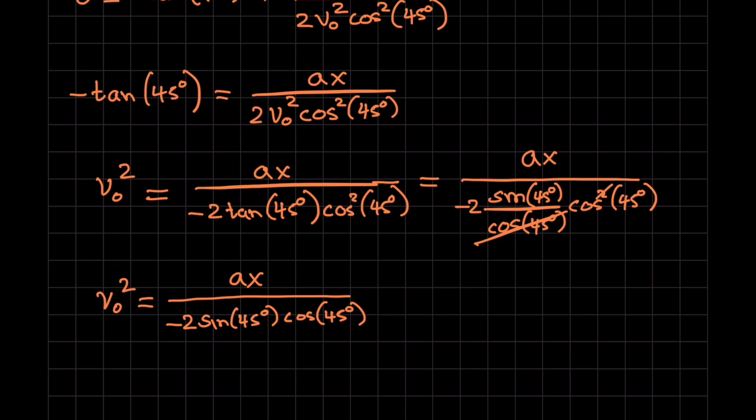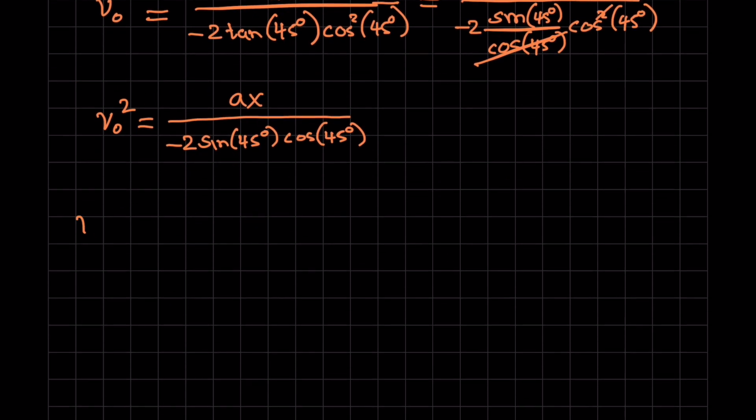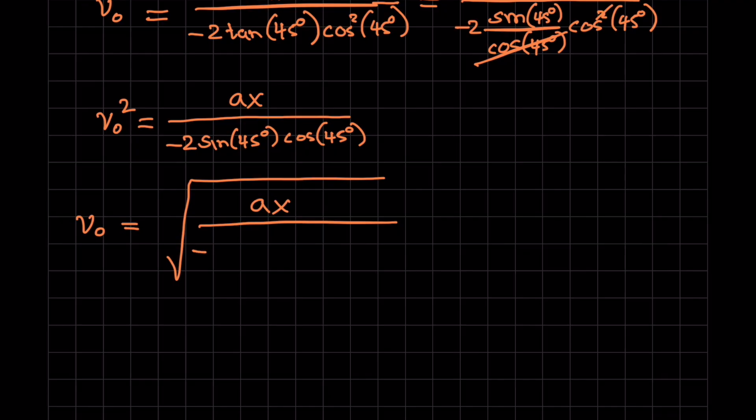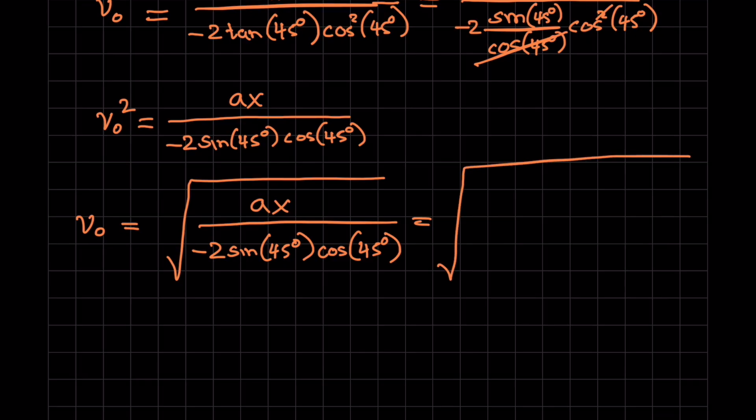So now to get the velocity, v naught, all you have to do is take a square root. So the square root of all of this, ax divided by minus 2 sine of 45 degrees cosine of 45 degrees. And you can put this on your calculator now. We've gotten to the simplest form algebraically. So now you can go ahead and put this into your calculator.